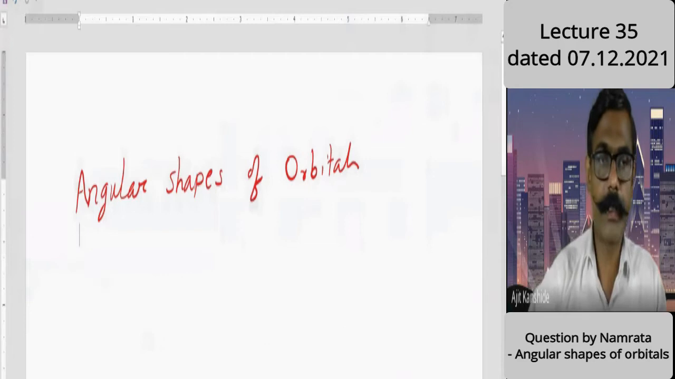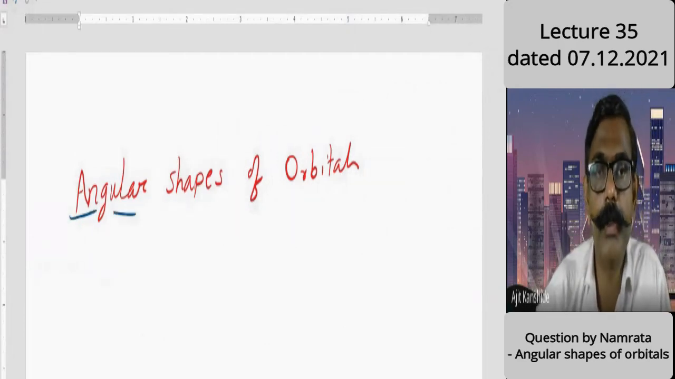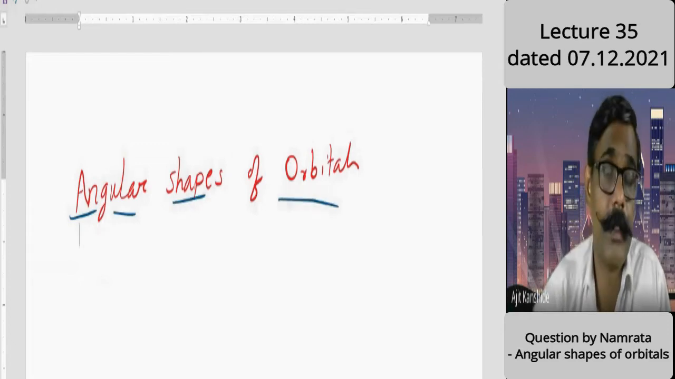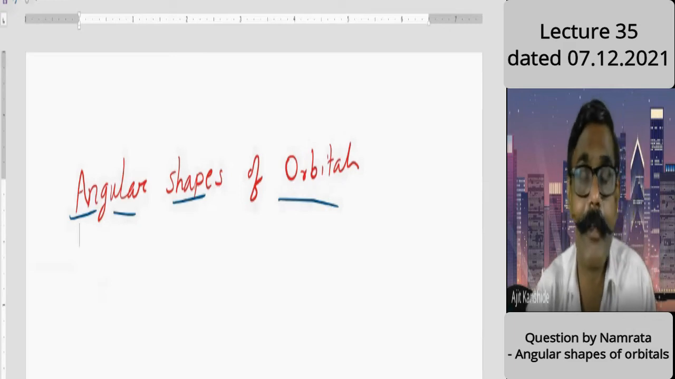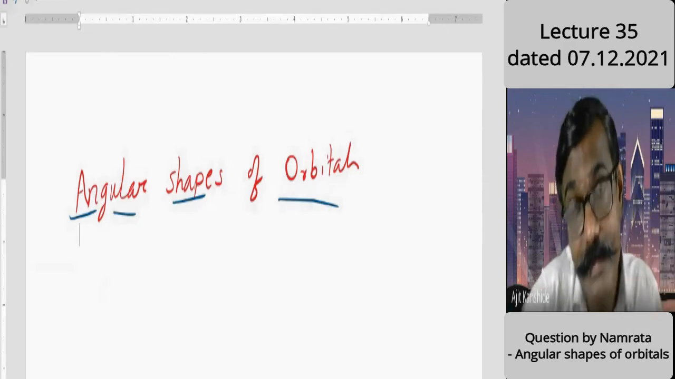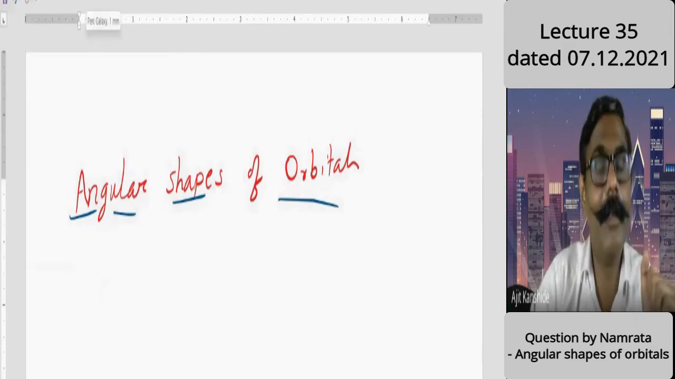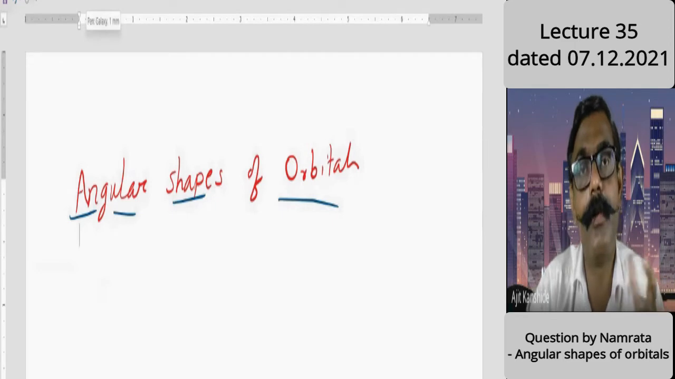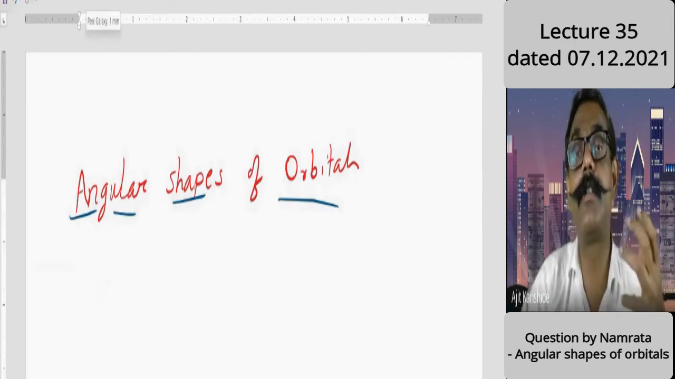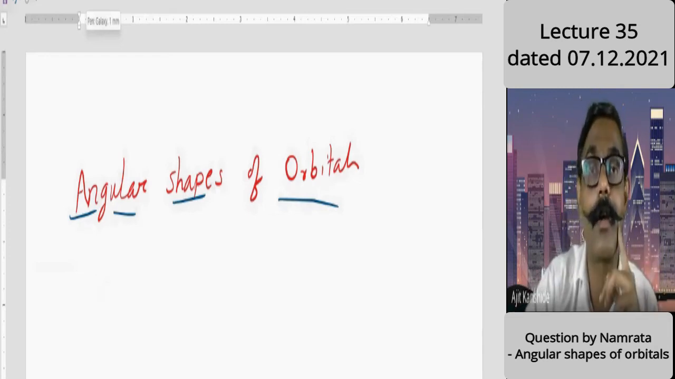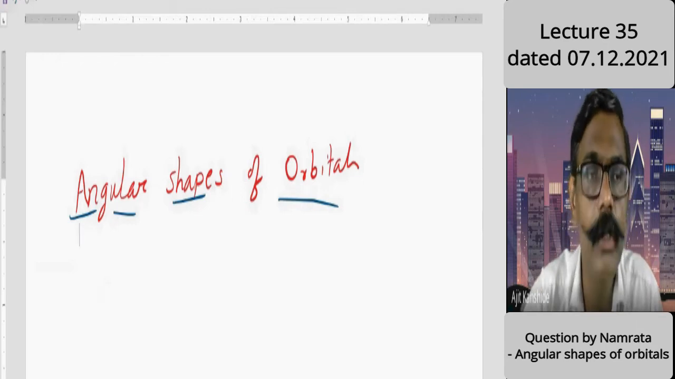Yes, students, let me discuss the question asked by Namrata. Her question is regarding the angular shapes of the orbitals. While discussing the angular shapes of the orbitals, I discussed the question which I asked previously, and now Vaibhavi has brought that question up again. Still, you are not getting the answer about the allocation, alignment, orientation, distribution, or movement of the electron in, say, a p orbital. First, one by one, the angular shapes.